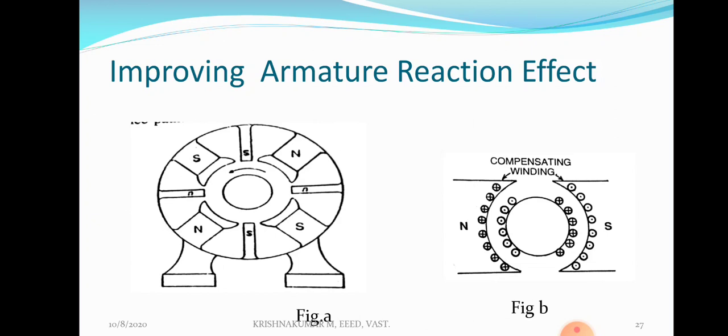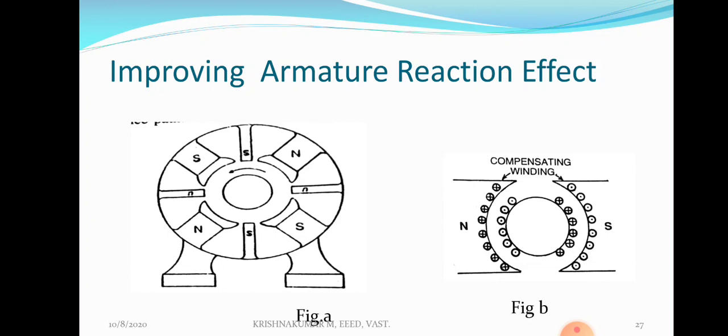Both of them are equal in magnitude. What is the reason? The compensating winding is connected in series with the armature, so the same current is flowing and they can produce the same flux. So the magnitude is the same, but the directions are opposite. They are cancelling each other, so only the main flux is there.